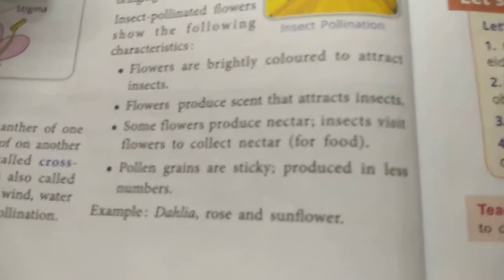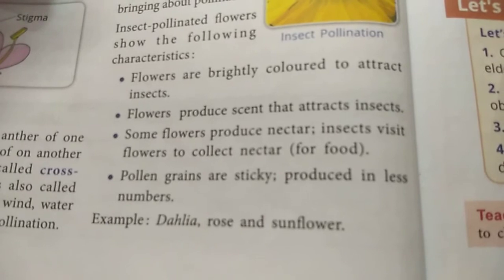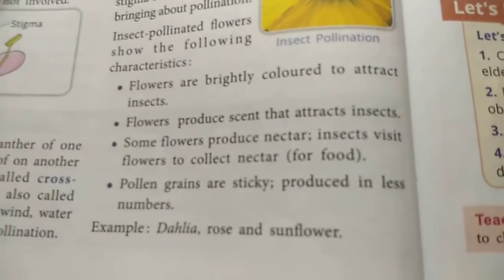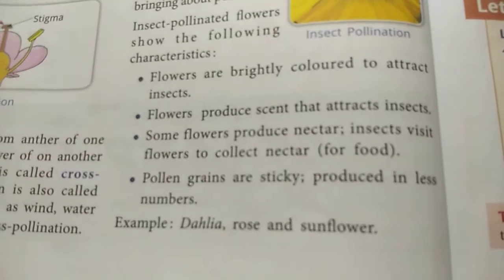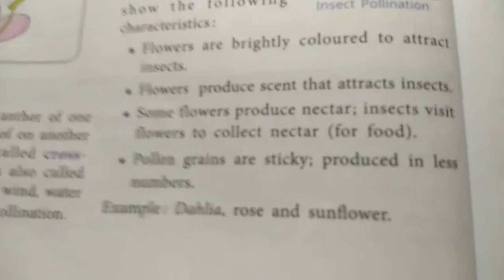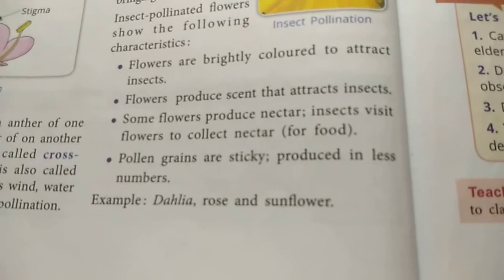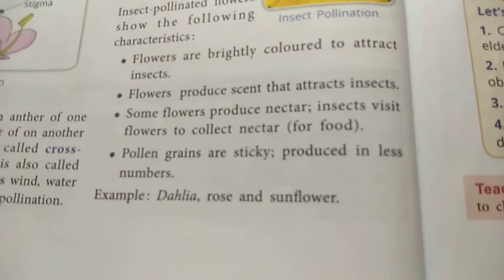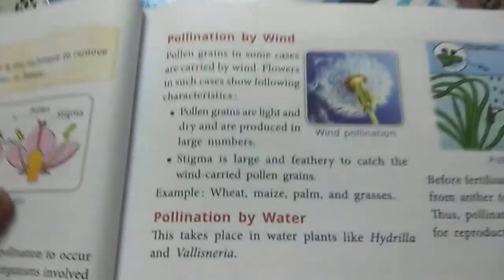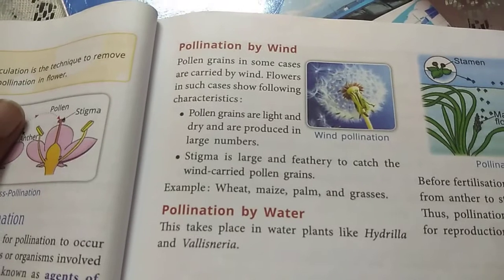Okay, pollen grains are sticky, produced in less numbers. Pollen grains are sticky in nature, so that they can easily stick on the body of the insects. And they are very few in numbers. Examples of insect pollinated flowers are dahlia, rose, sunflower. Okay. Now, the second agent is pollination by wind.